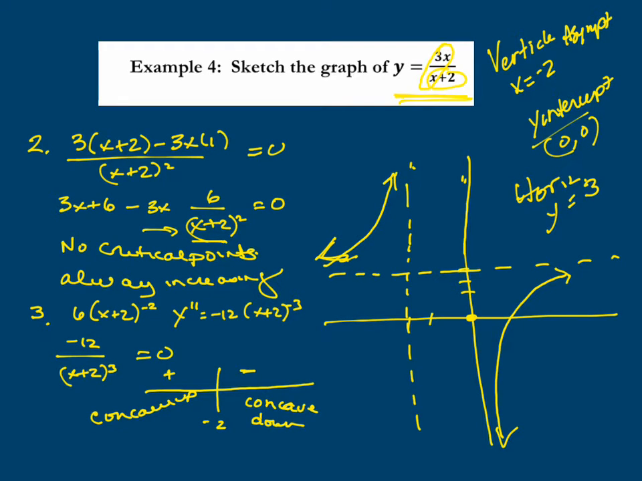So that's how you graph that. Now that's using calculus to sketch graphs.